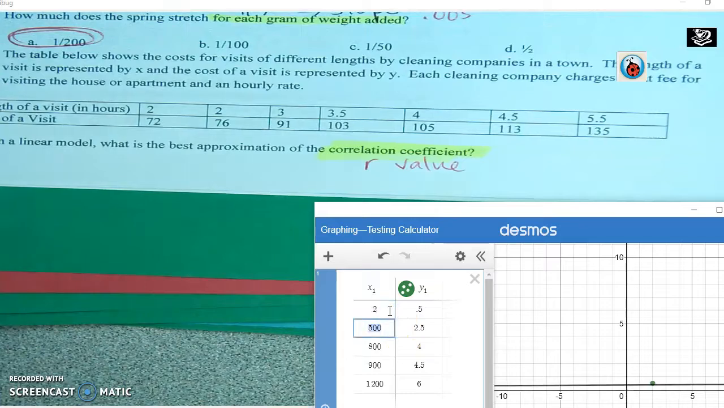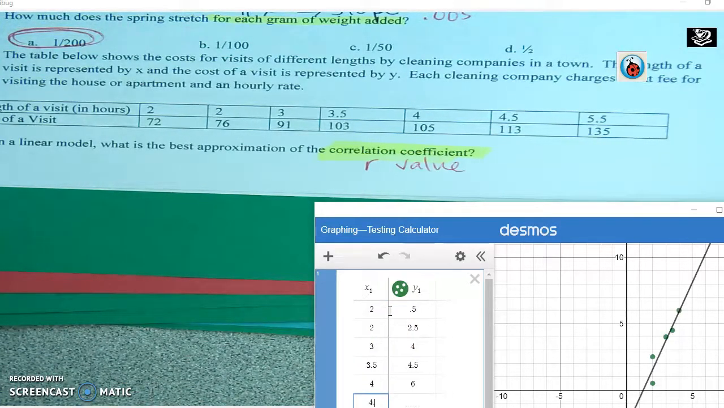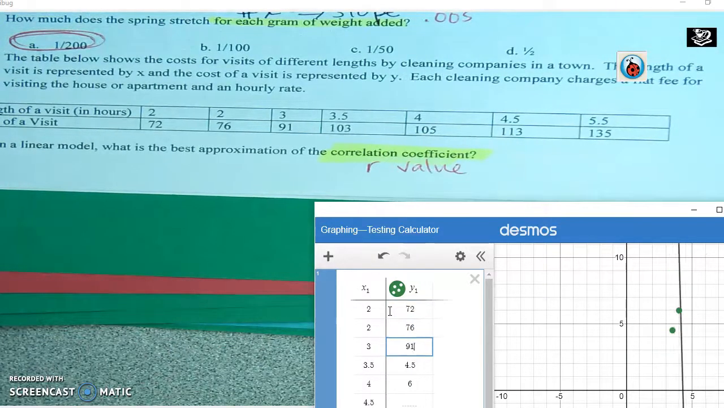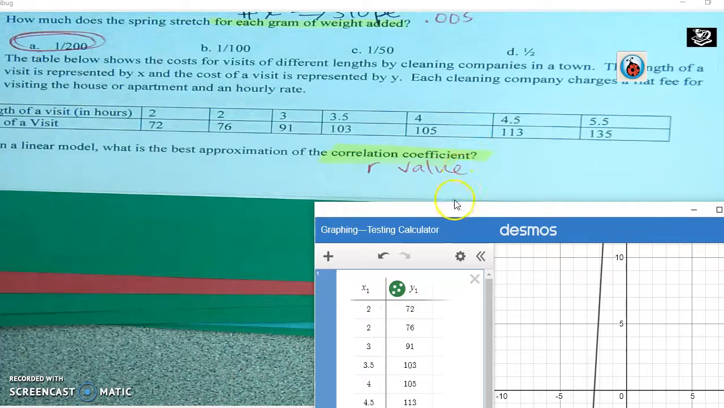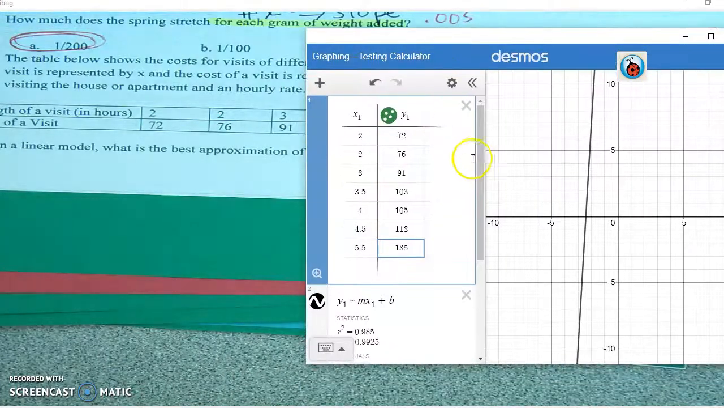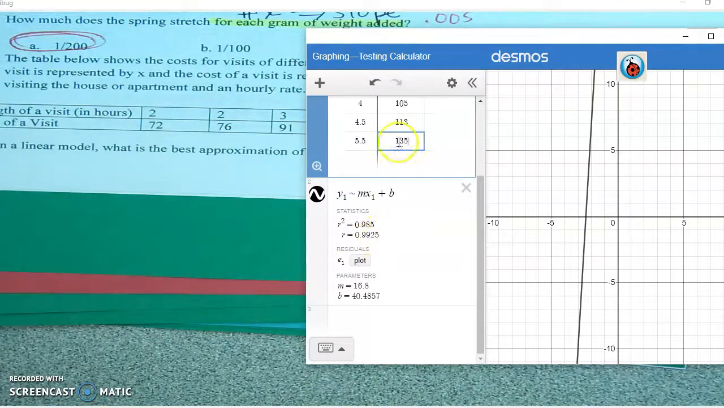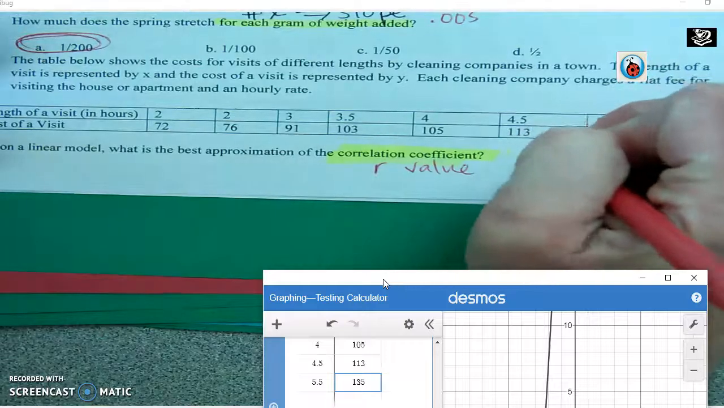So we have 2, 2, 3, 3.5, 4, 4.5, and 5.5. Then on the other side, we have 72, 76, 91, 103, 105, 113, and 135. All right, and you just scroll down. The R value is 0.9925.